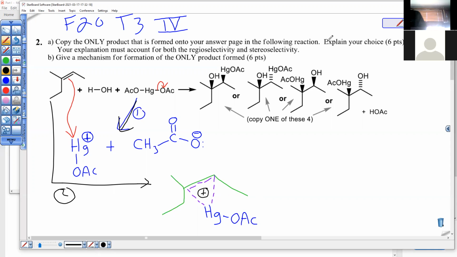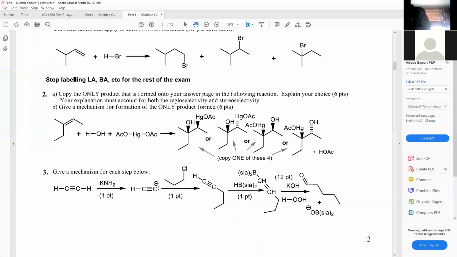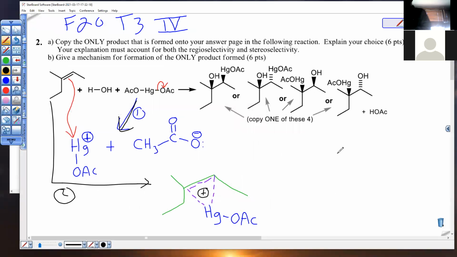Now, how do we get the OH on here? Clearly, every product has an OH on one of the carbons. And the same way we put the OH on there, we did it this morning, didn't we? We put OH on a carbon using acid catalyzed hydration and the vicinal halohydrin formation. The reaction is similar to this one.